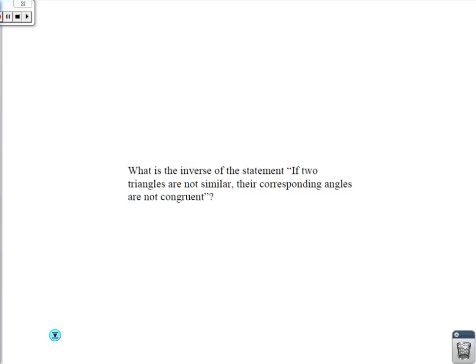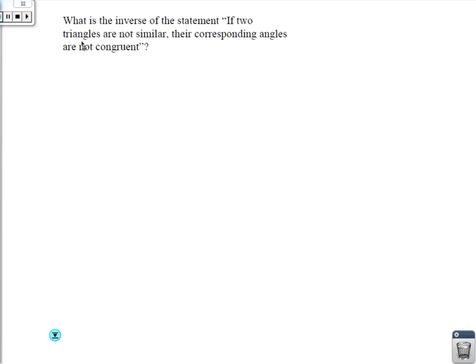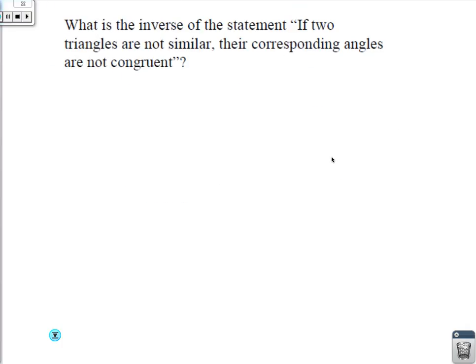Chapter 3. Let's do a few from chapter 3. So you got about 8 minutes, and then we'll stop with that. The inverse. You need to remember what inverse, converse, and contrapositive are. One word: when you see inverse, what are we going to do? Not. The prefix "in" actually means not. So anytime you're finding the inverse, we're doing the not of the statement. The statement says, and this is an if-then statement, a conditional statement: if two triangles are not similar, their corresponding angles are not congruent. Now we've got a not there. We're notting a not.